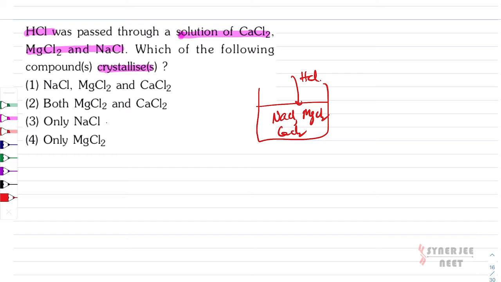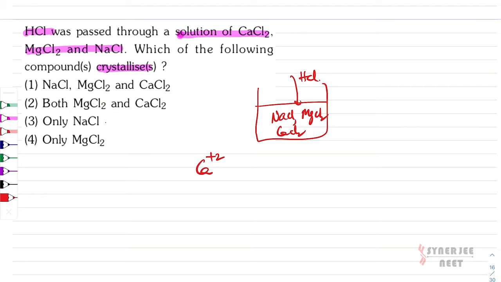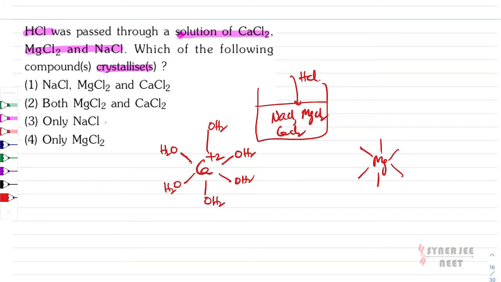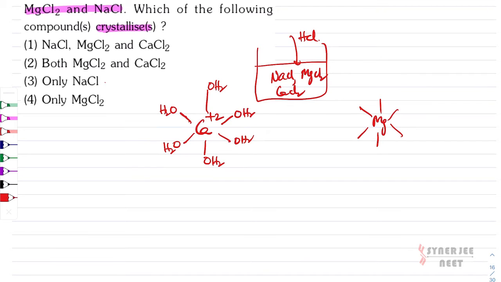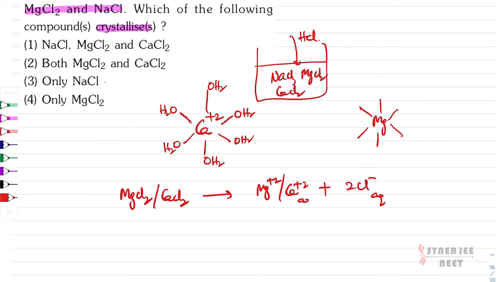When calcium chloride and magnesium chloride are present in water, the calcium and magnesium ions are very strongly bonded with the water molecules, like this, in an octahedral fashion. The calcium ions and magnesium ions will be strongly bonded with the solvent water. Since they are strongly solvated, this dissolution process of magnesium chloride or calcium chloride, this is called the dissolution equation.